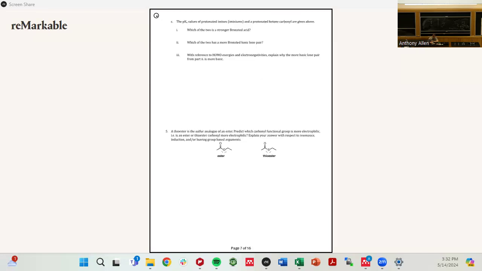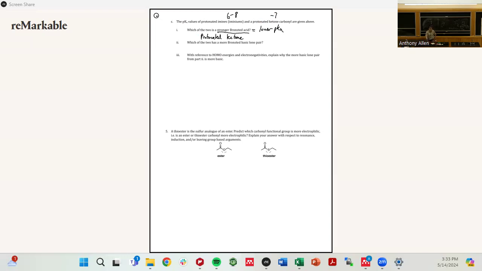Okay. I gave more on that. The pKa values of protonated iminiums and a protonated ketone carbonyl given above, so 6 to 8, and then -7. Which of the two is a stronger Bronsted acid? Ketone. Why is that? You want a lower or higher pKa? Lower pKa. Is -7 lower than 6 to 8? Yeah. Protonated ketone.